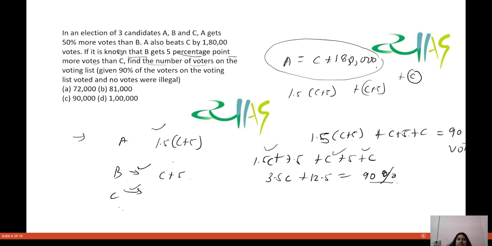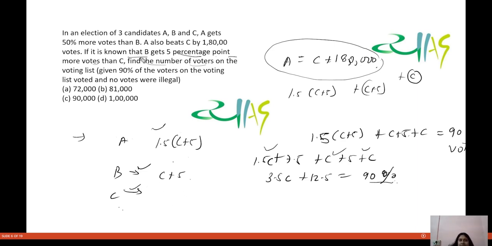It is saying A gets 50% more votes than B. So if in the total votes we take C as getting 25% of the vote, B will definitely get 30% of the vote. And A will get how much? 45% of the votes. See how we'll get this.